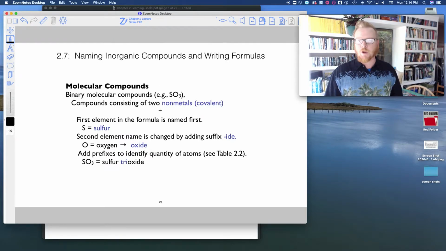Okay, so I'm going to go through this one by one and then summarize at the end. All the naming we're going to do in this class is on inorganic compounds, and I'll talk about that at the end.